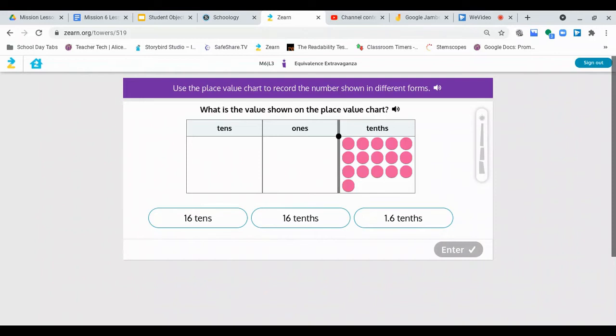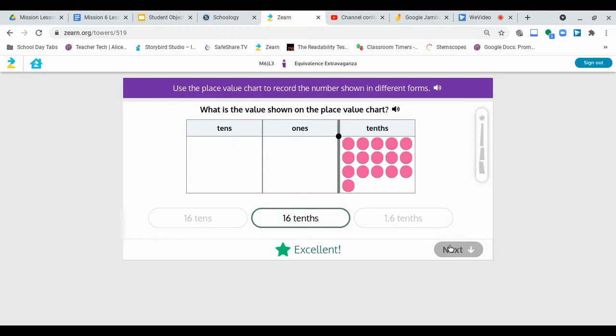Our first stop on the tower asks us to use the place value chart to record the numbers shown in different forms. Fair enough. And that's asking us, what is the value shown on the place value chart? So we're simply going to say, okay, we have all these tenths here. How many tenths do we have? Well, 1, 2, 3, 4, 5, 5, 10, 15, 16. I have 16 tenths. So I'm going to say 16 tenths, like such.